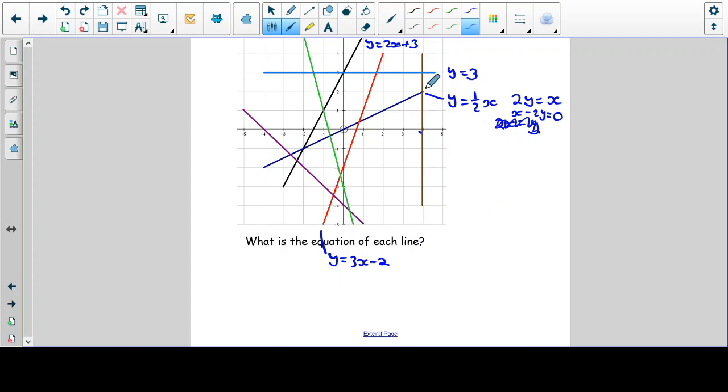This brown line is vertical, it's going through 4 on the x-axis. So this is x equals 4. And then we've got the two negative ones. So remember, if it's going down, it's got a negative gradient. The green line, for every 1 across, it's going down 4. So green line, we've got y equals minus 4x and a y-intercept of minus 3. And finally, the purple line, for every 1 across, it's going down 1. So y equals negative x and a y-intercept down at minus 4.